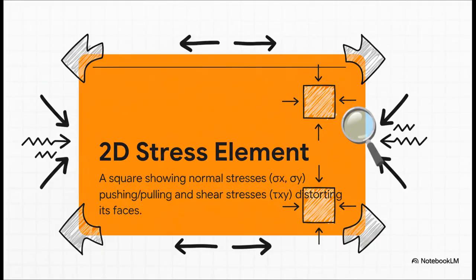Okay, so picture this tiny cube. It's being squeezed and stretched from all sides, right? The forces that are pushing or pulling straight on its faces, we call those normal stresses. But at the same time, there are forces trying to slide its faces past each other, and those are shear stresses. It's like the material is being pulled in a tug of war while also being distorted.